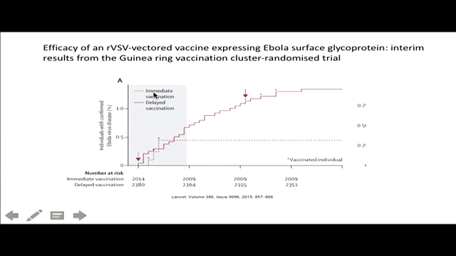And this is the arm that had immediate vaccination. So you can see each step in the staircase represents one new Ebola case in the vaccine recipients. And so you can see there are three Ebola cases in the immediate vaccination cohort, but there's a whole lot more in the delayed Ebola vaccination cohort. And so this is now really the standard of care.